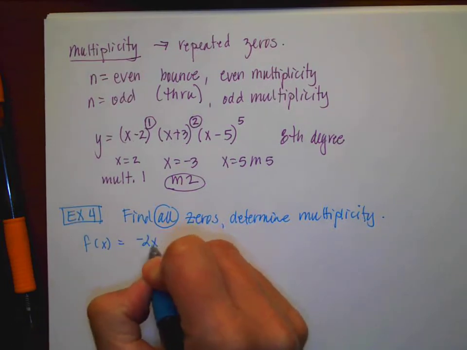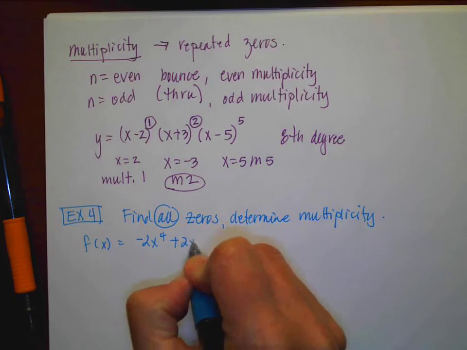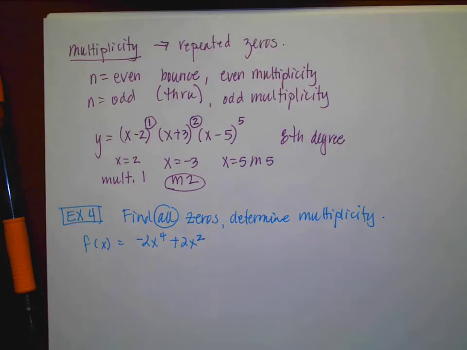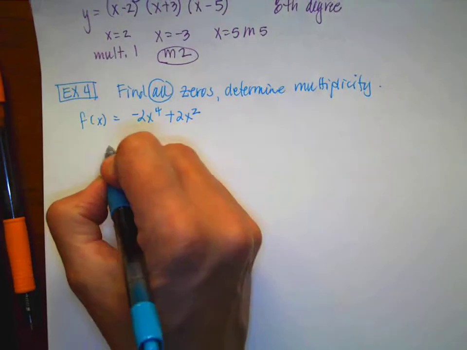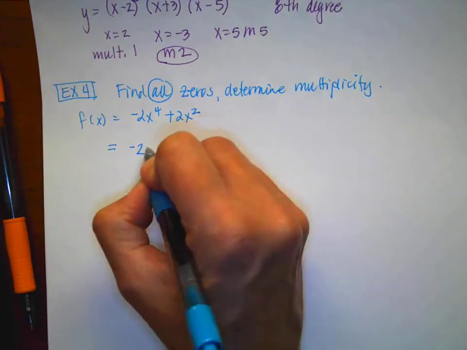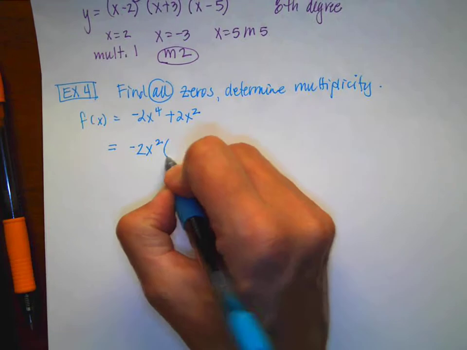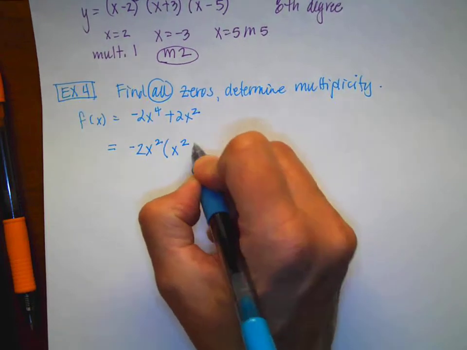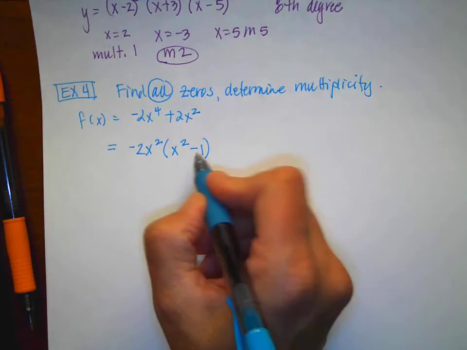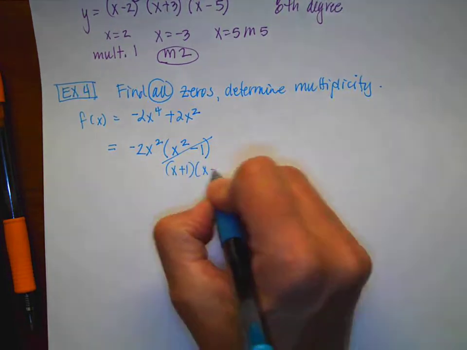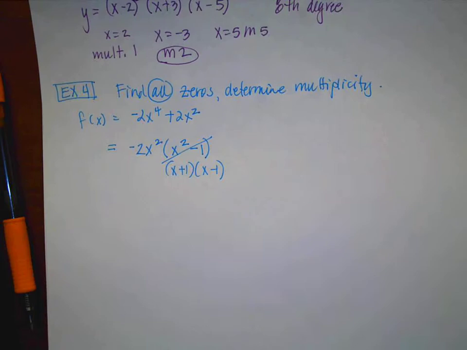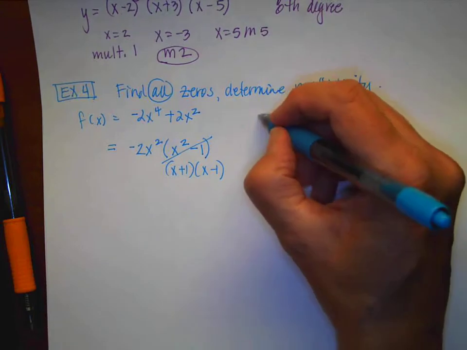All right, the function is going to be f of x is equal to negative 2x to the fourth plus 2x squared. We're going to start the problem by factoring, because factoring is your favorite F word. So I'm going to take out a negative 2. They both have an x squared in common, and I'm going to get x squared minus 1. This piece then factors to be x plus 1 and x minus 1, because it is a difference of 2 squares.